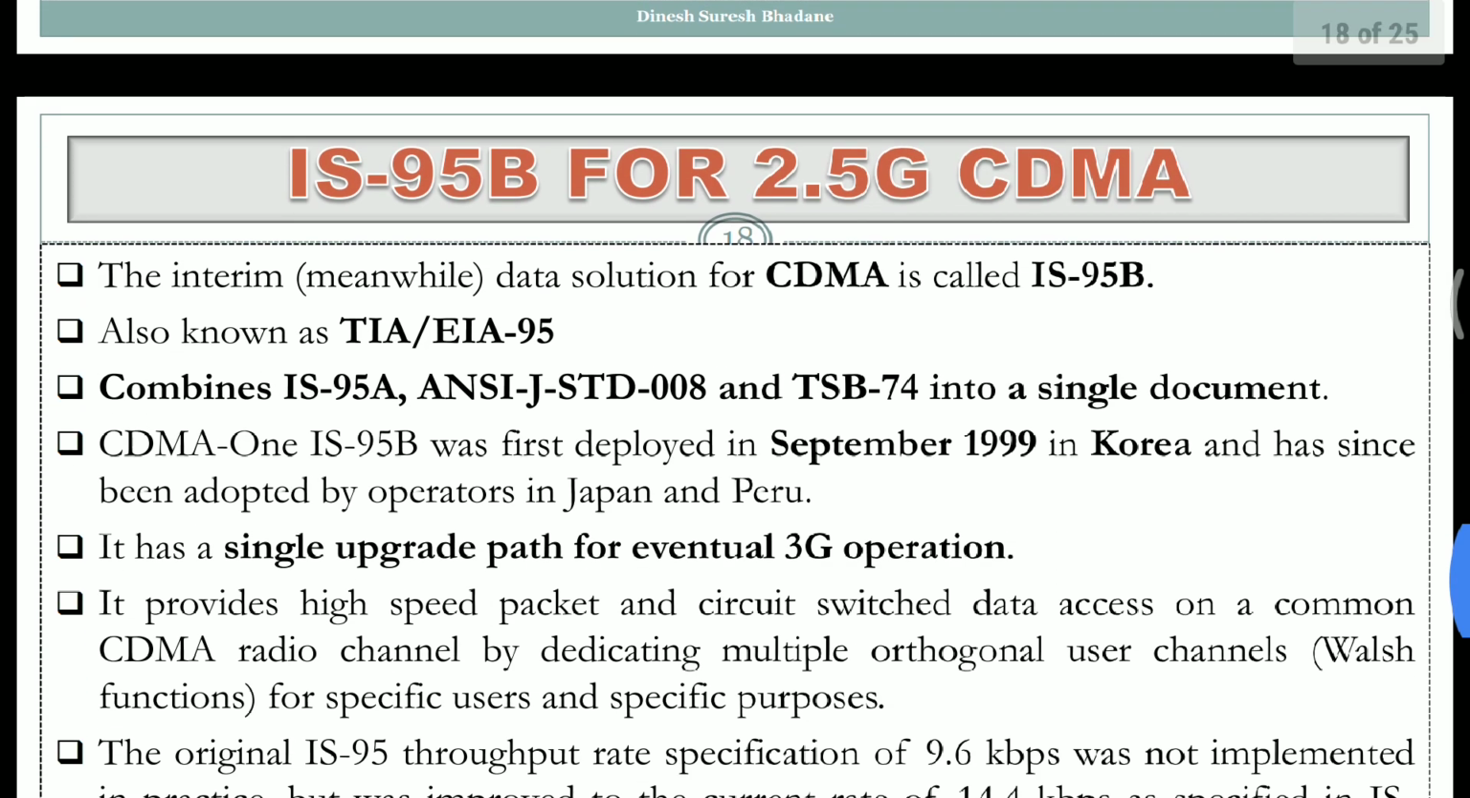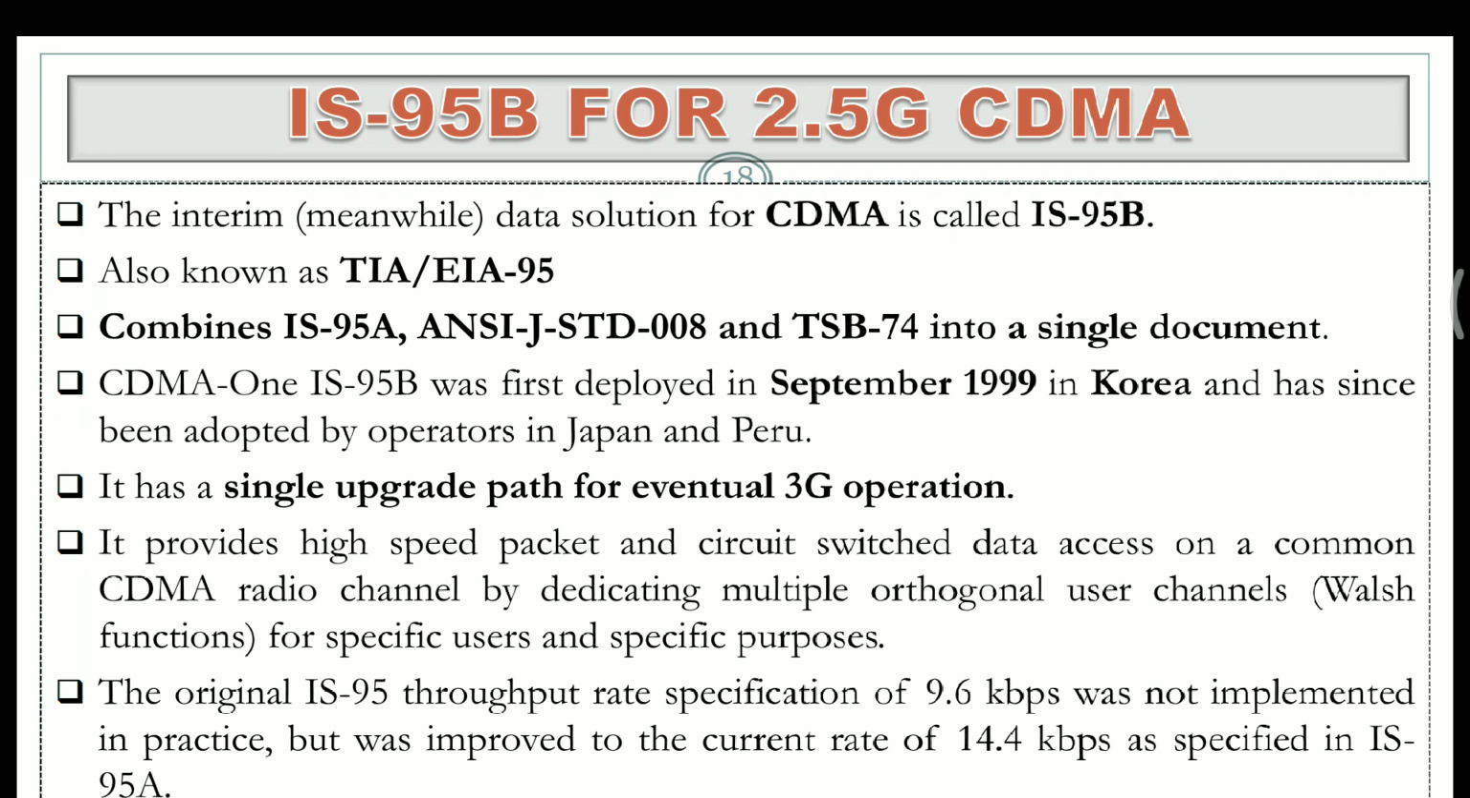The next technique for the 2.5G CDMA is IS-95B. Here, the word IS stands for Interim Standard. The interim, that is meanwhile, data solution for CDMA is IS-95B. It is also known as TIA or EIA 95. Here the word 95 signifies that it was successfully accepted and established in the year 1995. It combines IS-95A, ANSI J-STD-008 and TSB 74 into a single document.